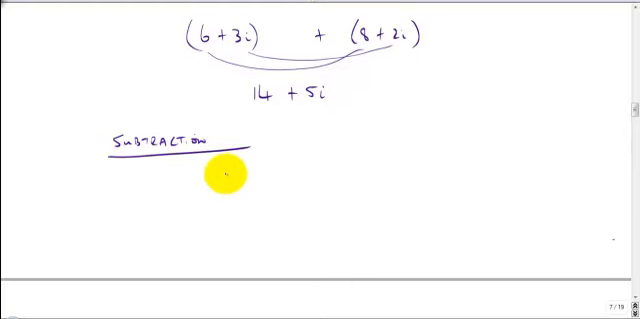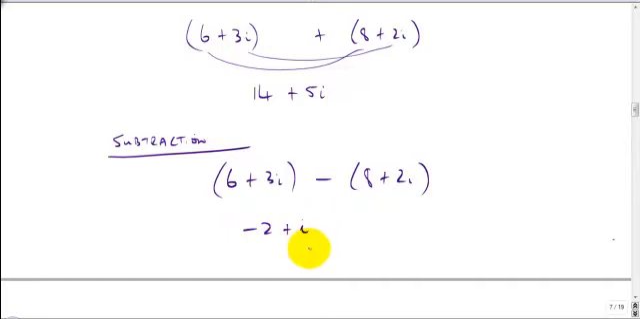If you have, again, the same numbers, 6 plus 3i, I'm talking about subtraction, aren't I? So it's 6 plus 3i, and we're going to subtract 8 plus 2i from that. Again, you subtract the real parts from each other, so 6 minus 8 will give you minus 2, and you subtract 2i from 3i, and that's going to give you plus 1i, or plus i.